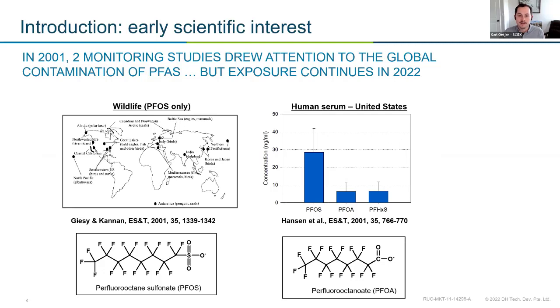The second, by Hansen et al., looked at it in human serum in the United States. And what they essentially found was, yes, it's in our blood. So we know that it is not only an environmental problem globally, but it's also a human issue as well.